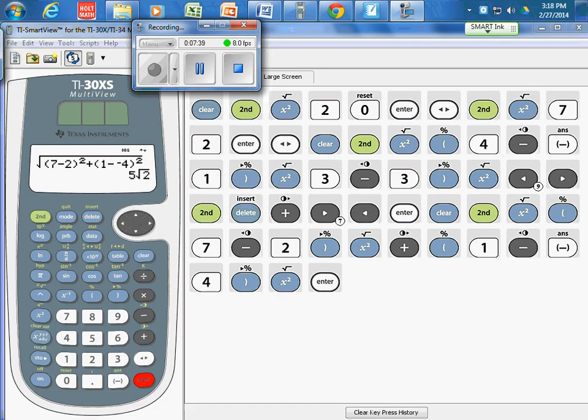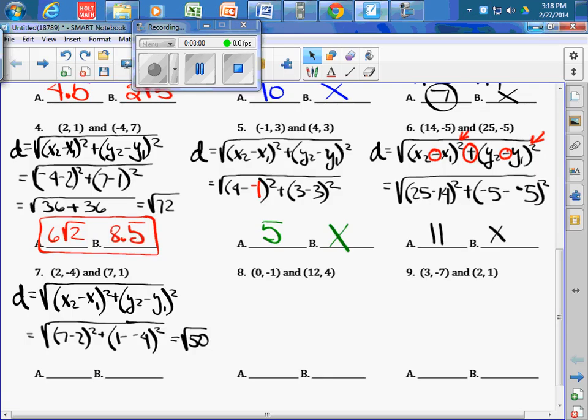Here's what it would look like if you were entering this in your calculator. The square root of 7 minus 2, that quantity squared, plus the quantity 1 minus negative 4. And it is 1 minus negative 4, right? All right. Did you come up with 5 radical 2? If you didn't, make sure you have 1 minus negative 4 there. Anyway, your answer to this one is 5 radical 2. So we'll go back to the paper and put 5 radical 2.